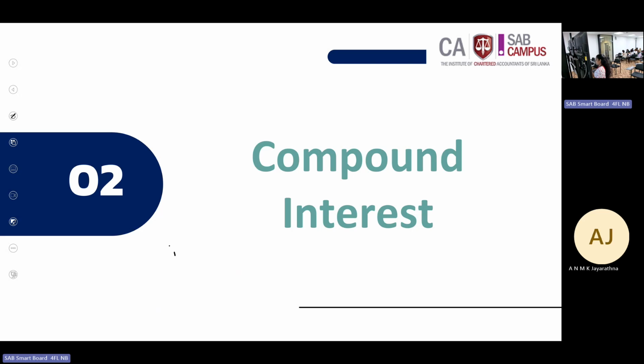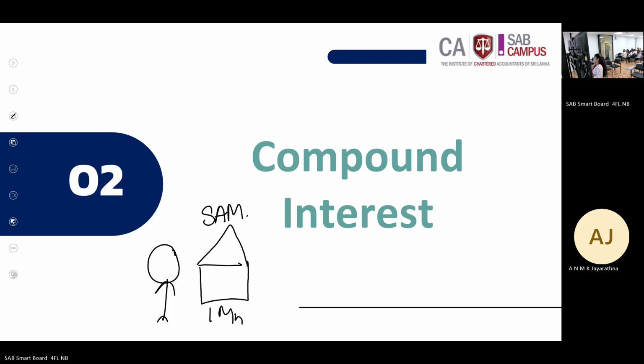You deposit money. In our example, Pathum opens a savings account, or rather a fixed deposit, of 1 million, a 1 million fixed deposit at Sampath Bank. He is given 10% compound interest (CI) on this investment, on this FD, for 2 years.